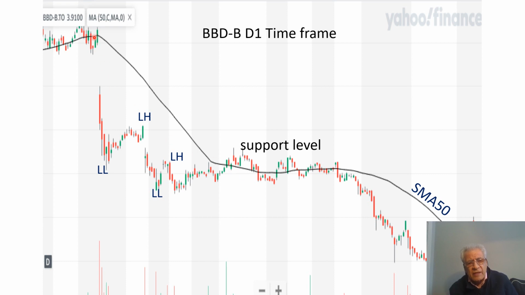When the price is coming down, it is making a series of lower low, lower high, lower low, lower high, and so on. And that is the characteristic of a downtrend. And in a downtrend, the price is always below the simple moving average. So here you see that price action is very simple to trade.